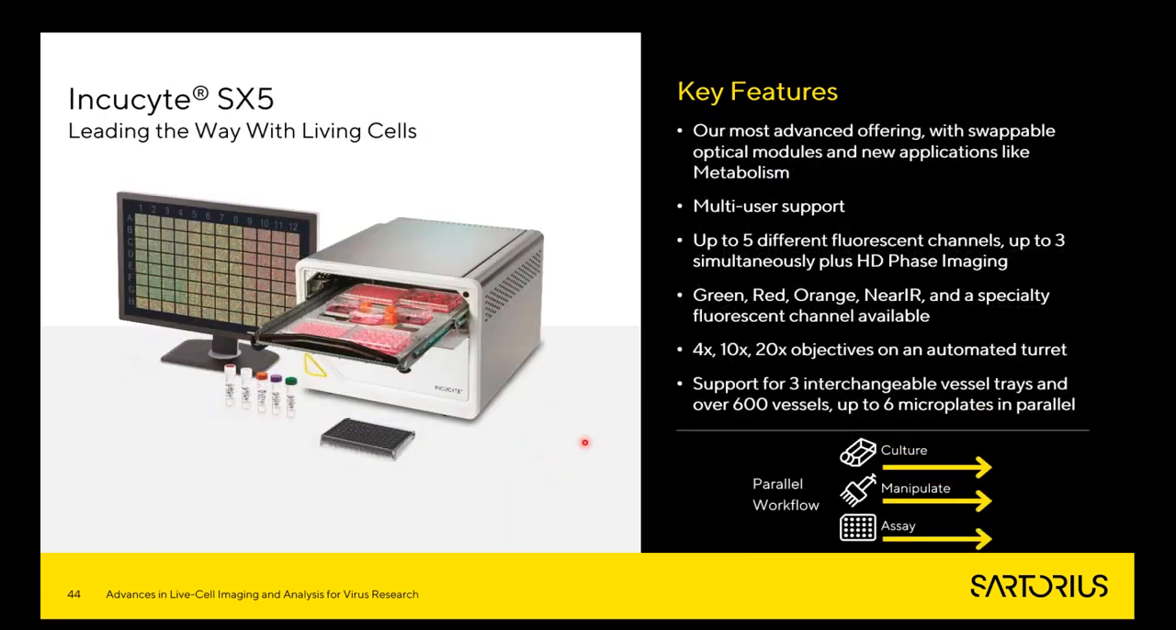Then the Incucyte SX5 is our latest release, and the Incucyte SX5 has the same throughput as the S3. We've got six plates here, but it offers more complexity as we can use more fluorescent channels. This system can support up to five different fluorescent channels, up to three simultaneously. So this is our most advanced offering with these user-swappable optical modules to use different fluorescent channels.